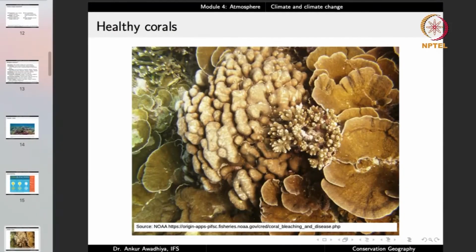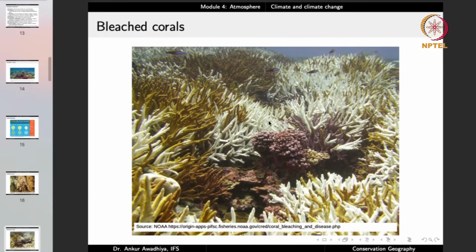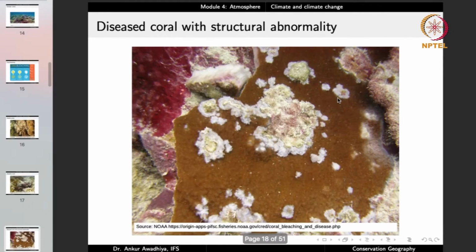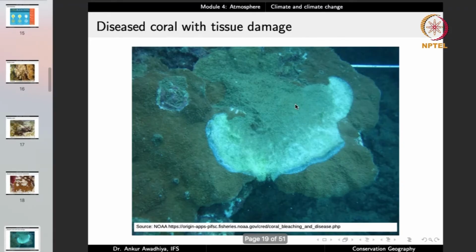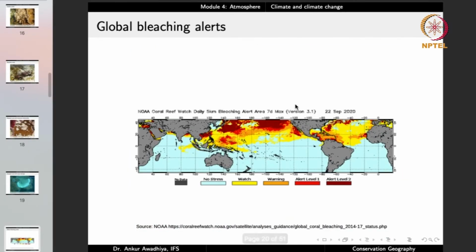So this is an example of a healthy coral. You can observe that it's a colored thing. And this is an example of bleaching. All these corals have now turned from these yellow-green structures. So we are observing certain healthy corals here, and these are all bleached corals. Now they do not have the algae living with them. And with bleaching, we also observe other impacts. We are observing diseases more frequently in these corals, structural abnormalities, tissue damage, and even death of the corals.